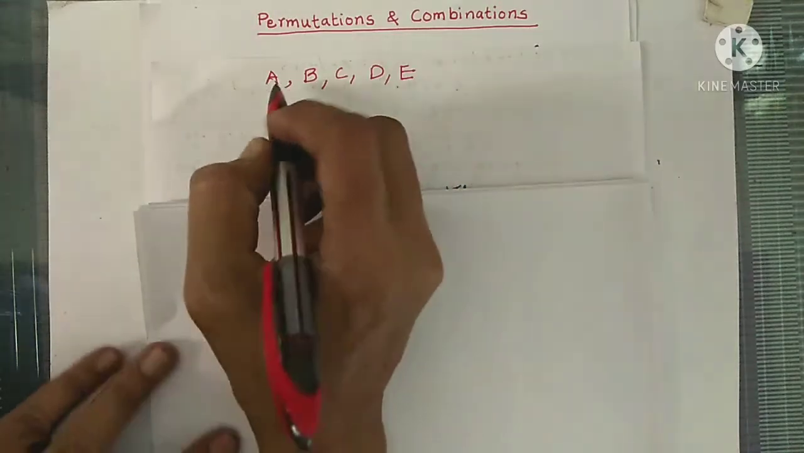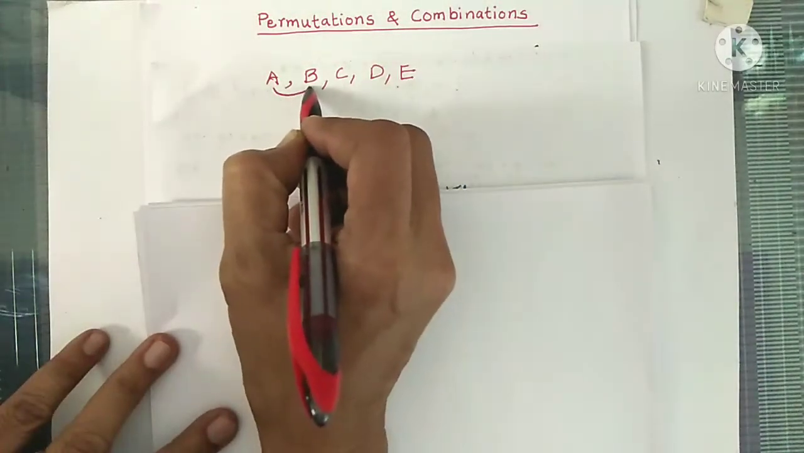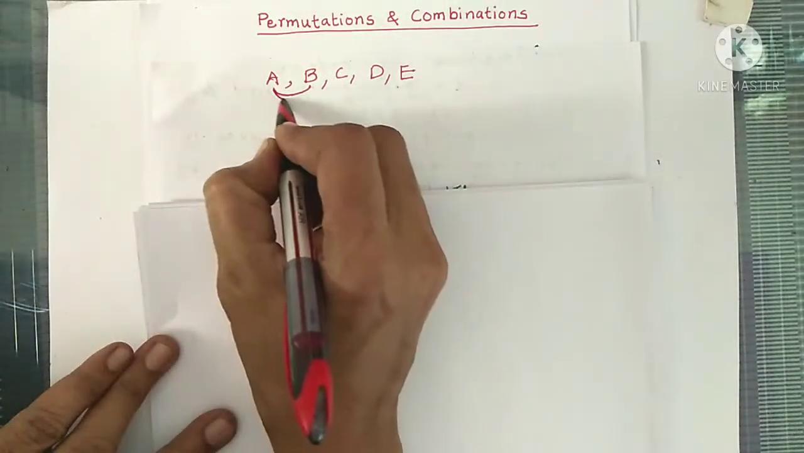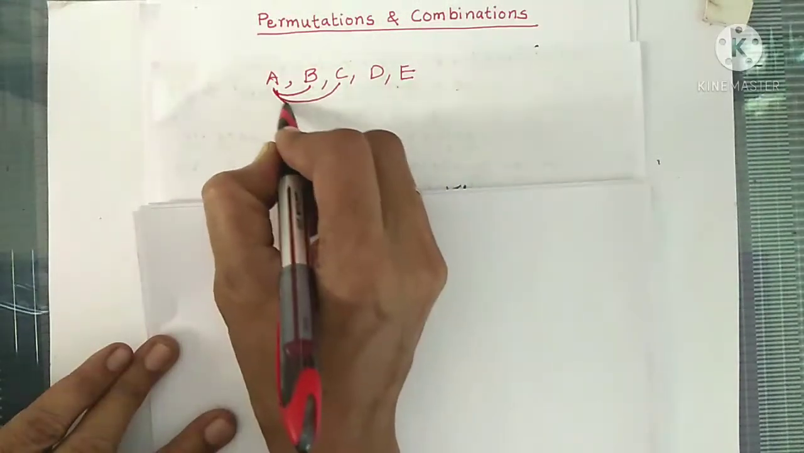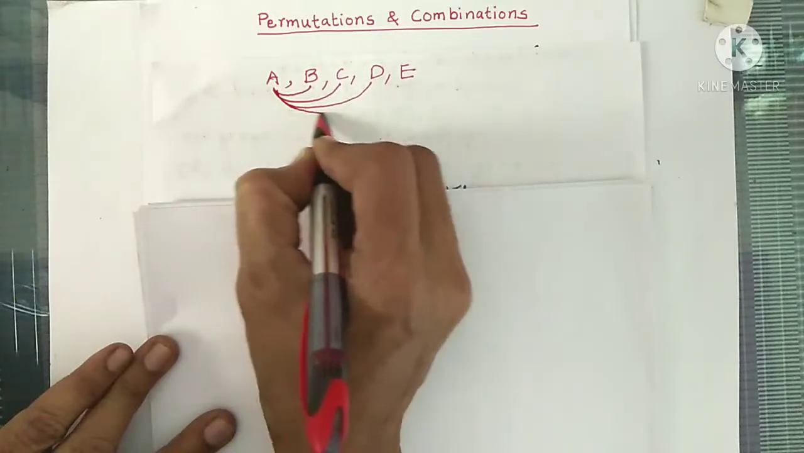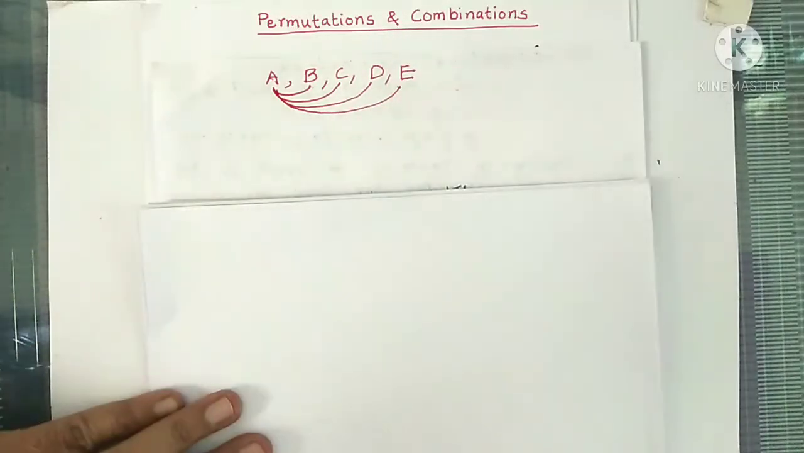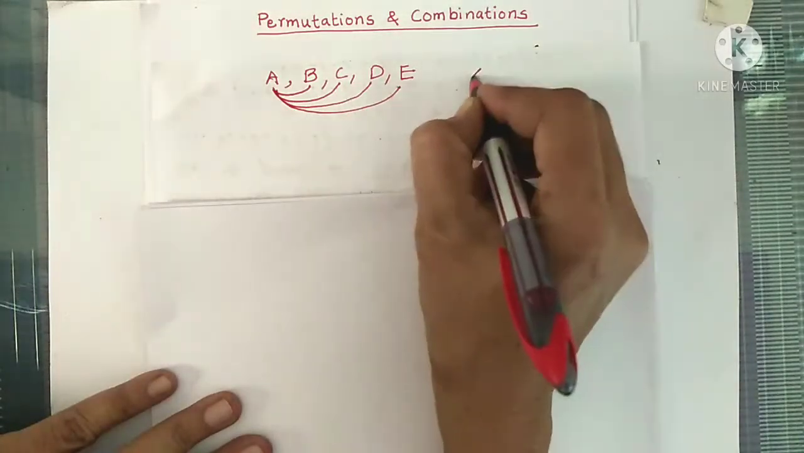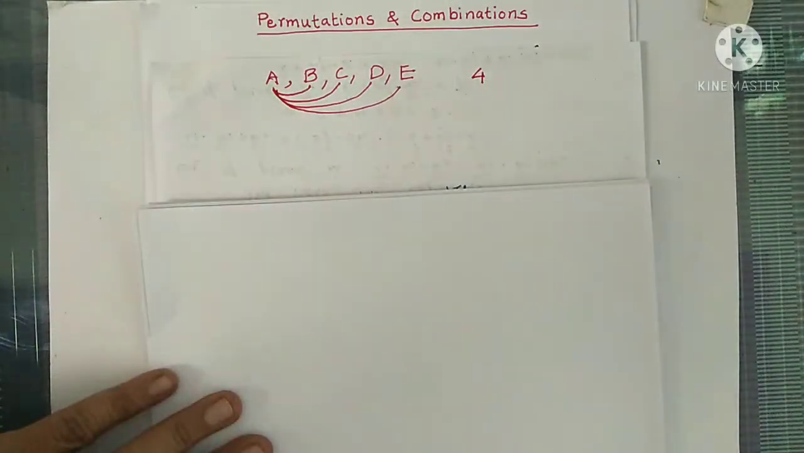See, A and B, they shake hands. So this is 1. Then A and C, then A and D, and A and E. See here, A is fixed. So in total we have 4 different handshakes here.